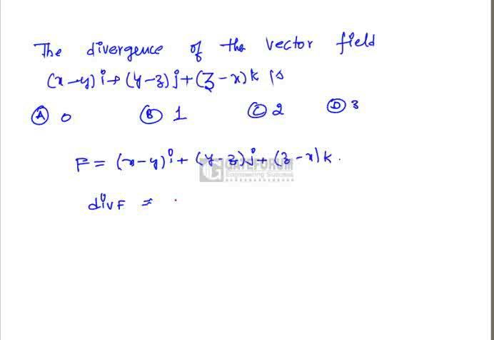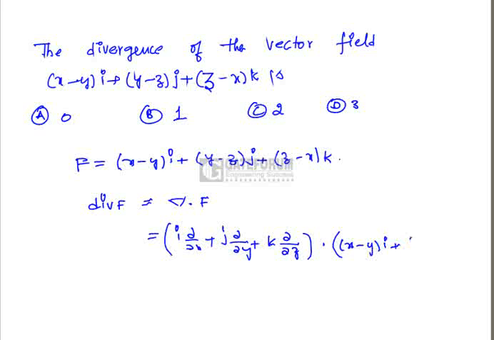So which is nothing but del dot F, which is i into ∂/∂x plus j into ∂/∂y plus k into ∂/∂z, dot product with the given function, which is (x - y) into i plus (y - z) into j plus (z - x) into k. If I find the dot product, it will be 1 plus 1 plus 1, that is 3. So the given option is D.